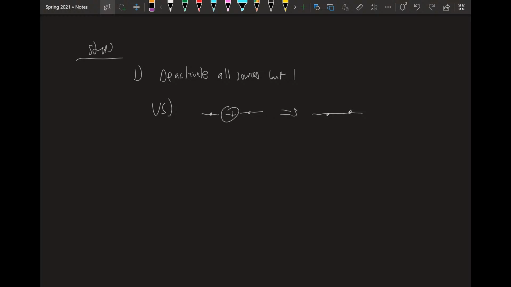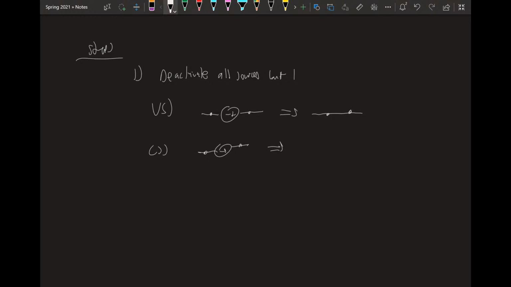For current sources, they have a constant current. So to deactivate them, we want 0 current. And what has 0 current? An open circuit has 0 current going through it, right? So this is how you deactivate the two sources you'll see.